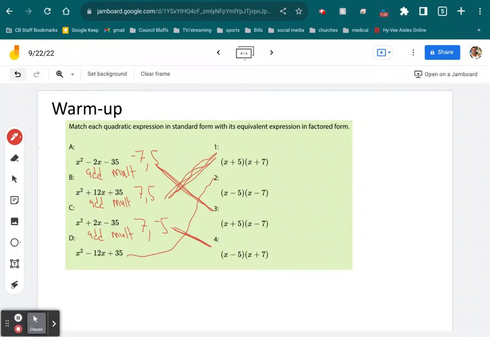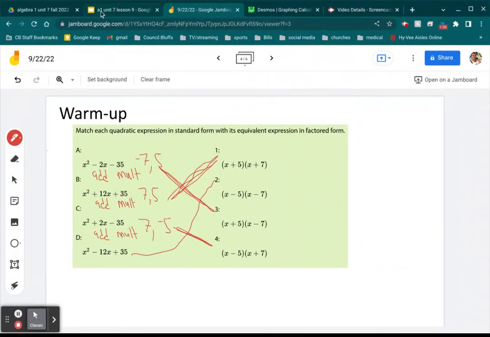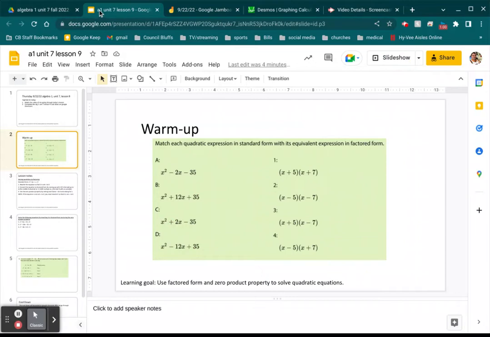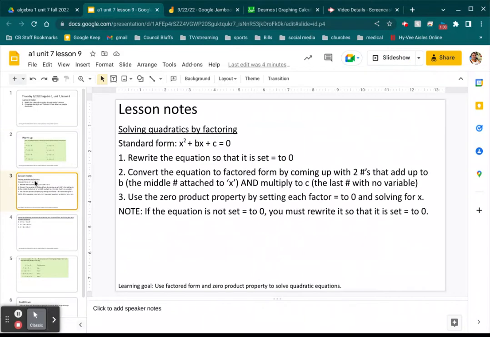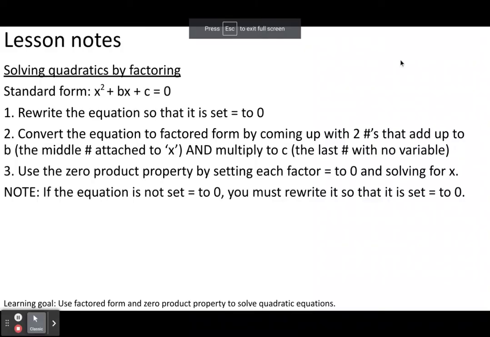As far as what we're going to learn about in today's lesson, if we take a look at the lesson notes, we are going to talk about solving quadratics by factoring. And what this basically does is it combines what we've done the last 2 days. So 2 days ago, we talked about the zero product property. And yesterday, we talked about how we can factor a trinomial into its parts.